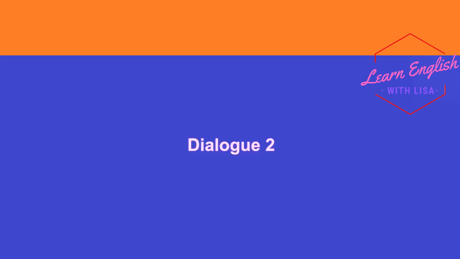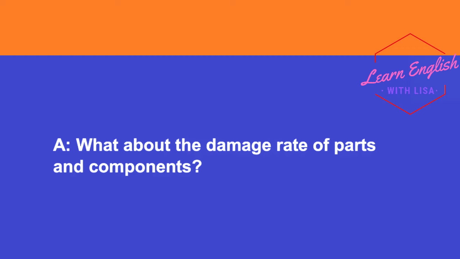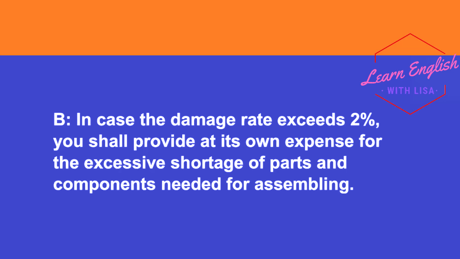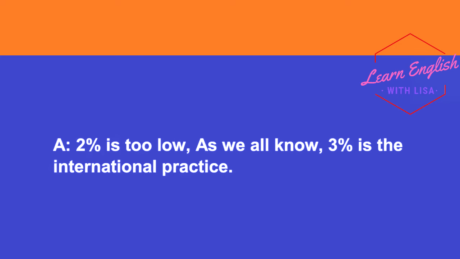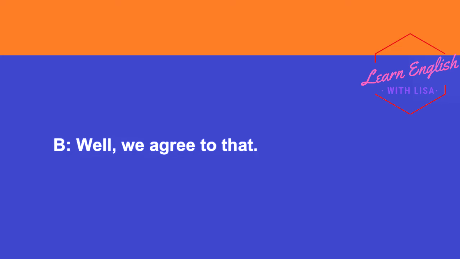Dialog 2. What about the damage rate of parts and components? In case the damage rate exceeds 2%, you shall provide at its own expense for the excessive shortage of parts and components needed for assembling. 2% is too low. As we all know, 3% is the international practice. Well, we agree to that.